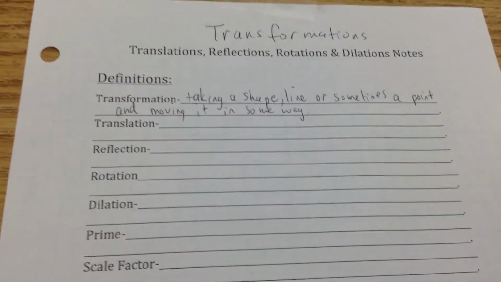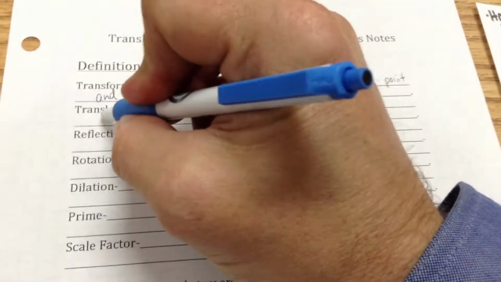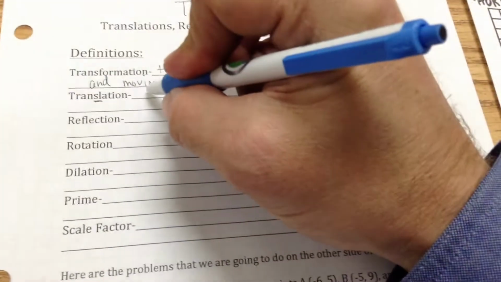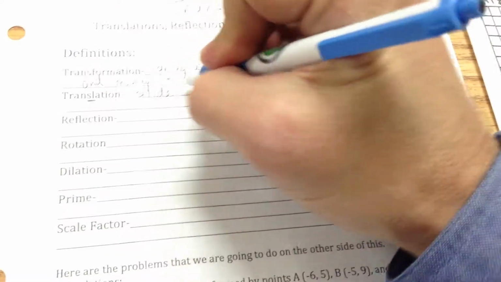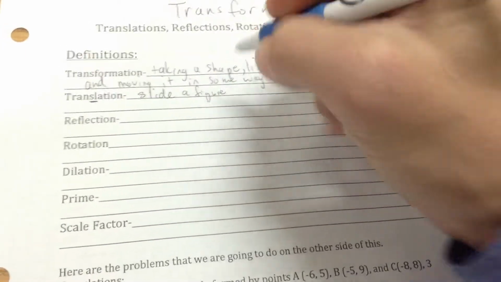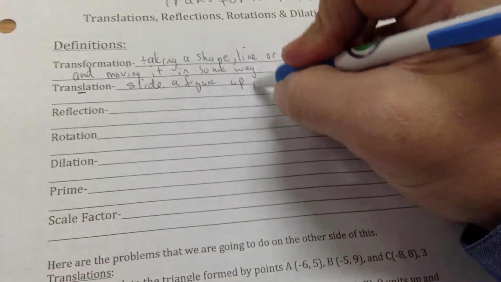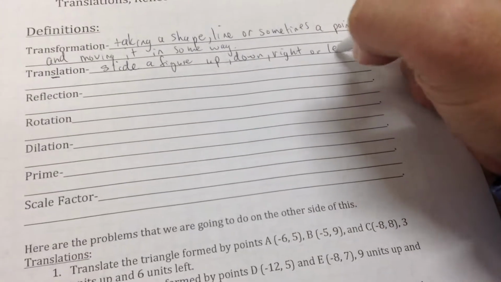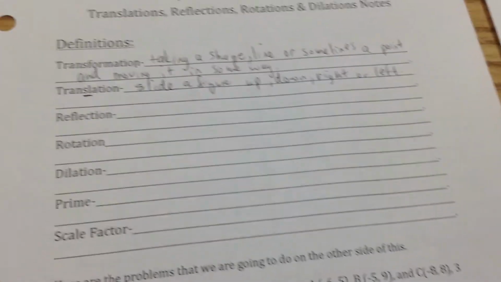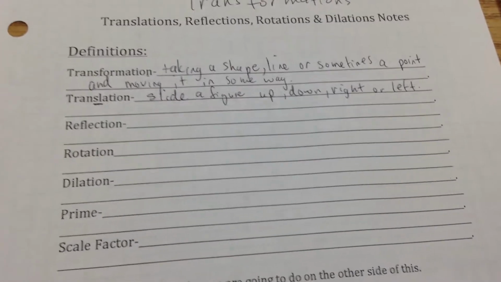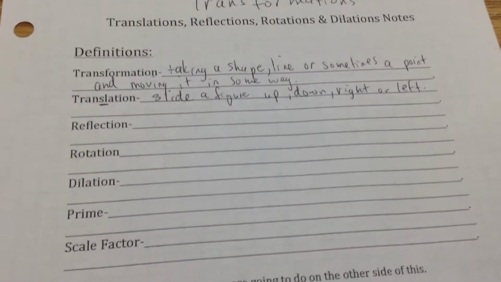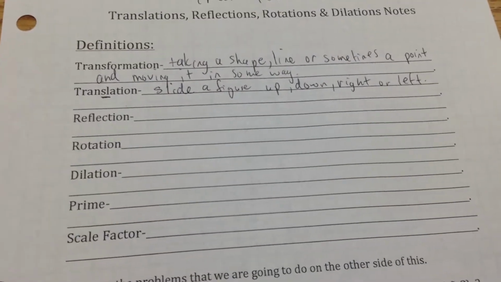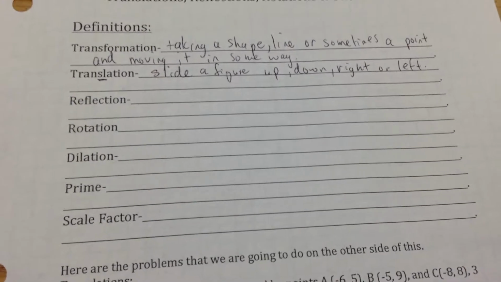Okay, so the first one we're going to talk about is translation, and I want you to underline SL on this one because that's the way you remember it. This is when we slide a figure up, down, right, or left. And sometimes we do more than one of these. Like it'll say take the shape and move it 3 units up and 4 units right, or whatever. So a lot of times we do 2 of these to these different shapes. So that's what a translation is.